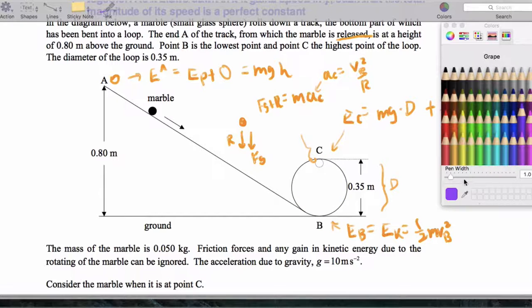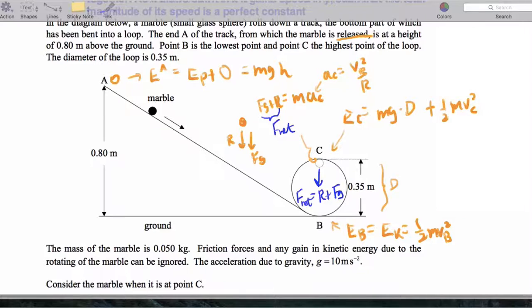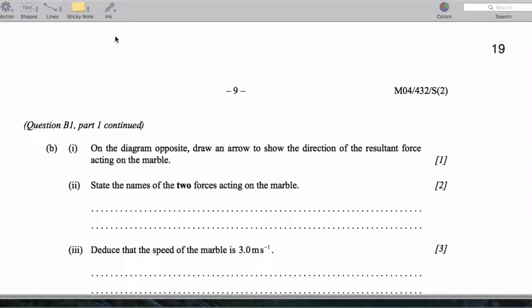I'm going to write that in blue. This resultant force, this net force, is going to be the R plus the FG added together. So this here is the F net that they're asking about in the problem at C. All right. So I'll write, there we go.